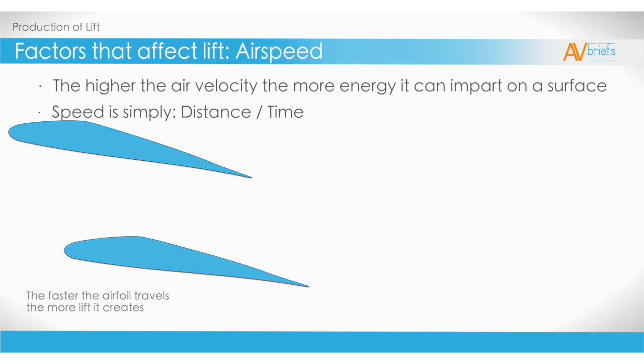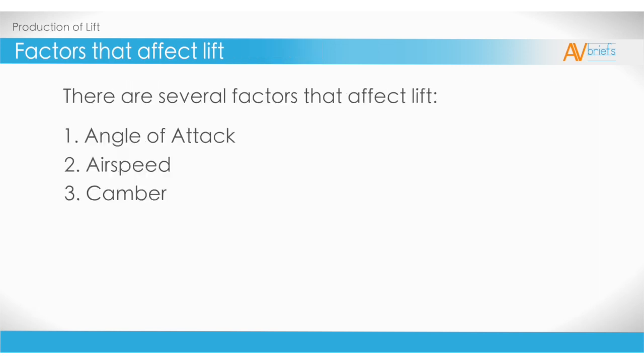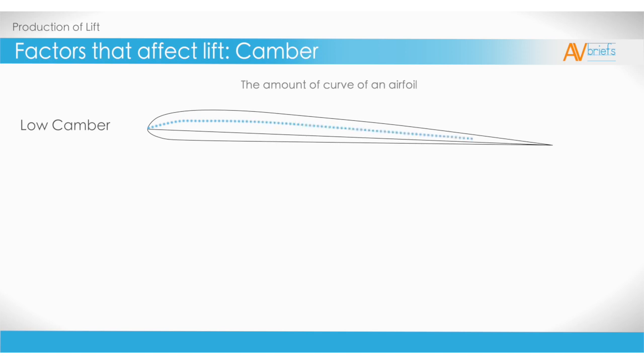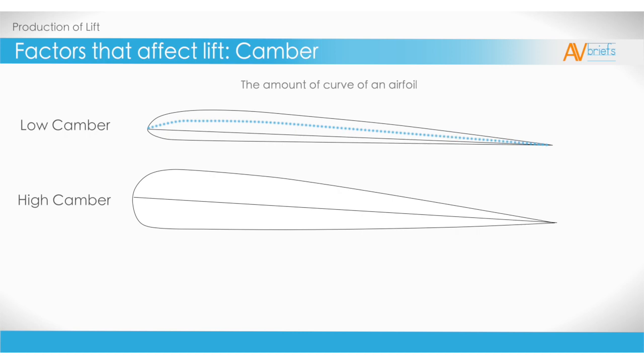Let's go back to camber now. We spoke of it briefly before. It's the amount of curve in an airfoil, either above the chord line or below it. A low camber wing would have a smaller curve, and a higher camber wing would have a higher camber or curve. Different airplanes have different needs in regard to camber. It's an immensely large topic, too large for the scope of these lessons.